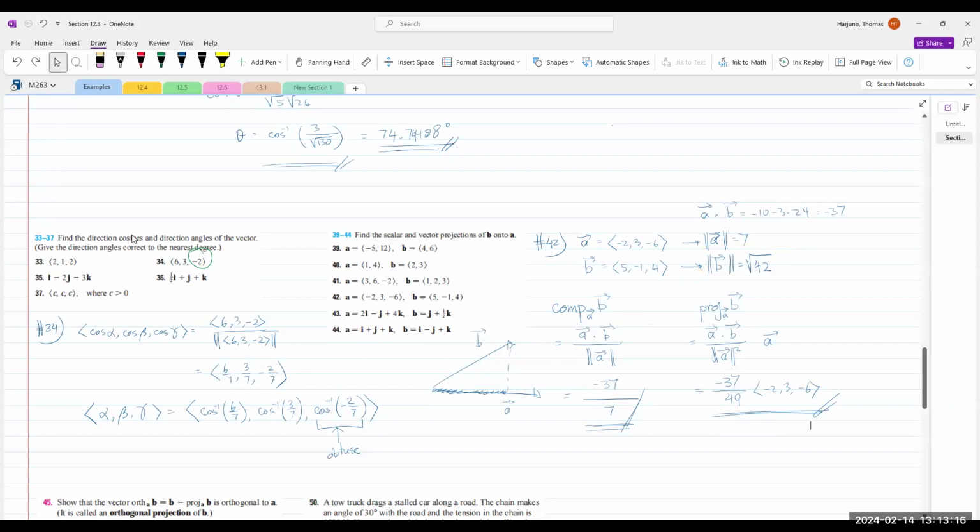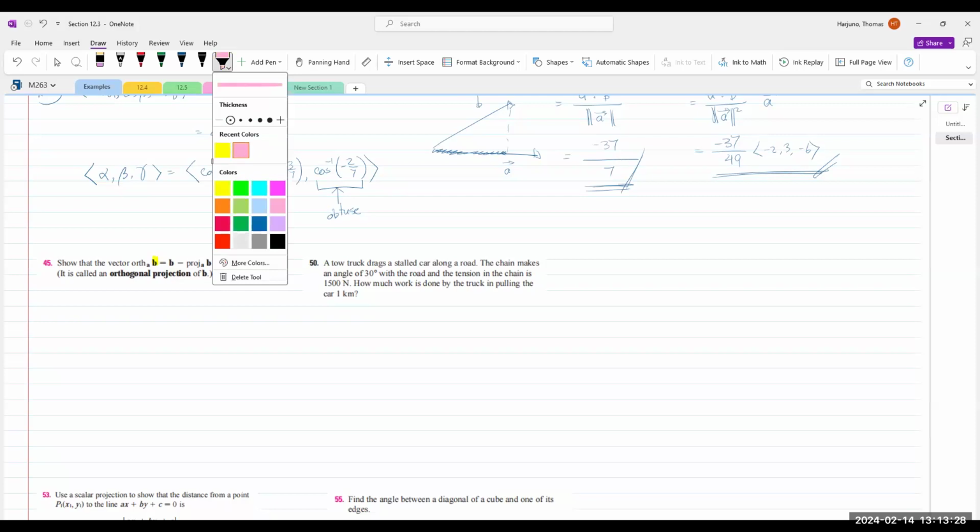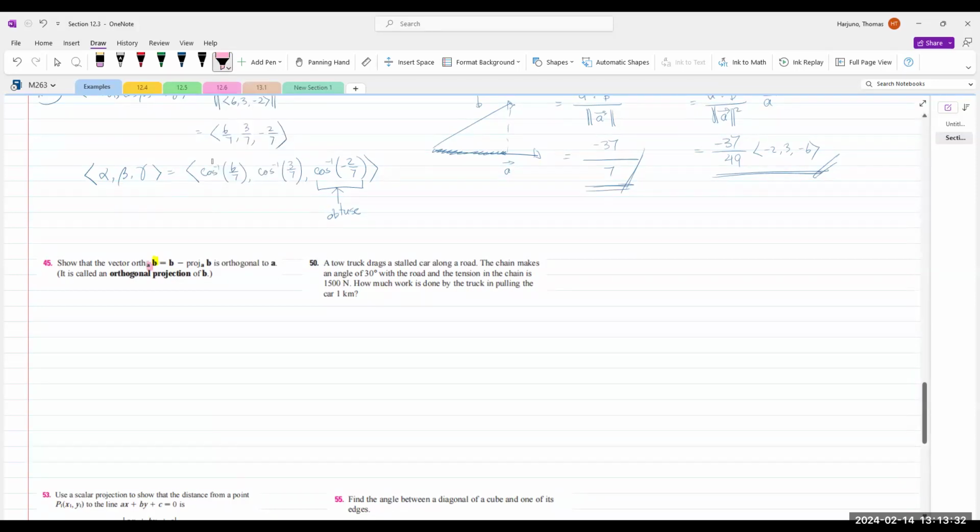Okay, let me go on a bit more. Show that the vector orthogonal of B onto A is equal to vector B minus the projection of B onto A. So basically what they want us to do, it's kind of hard to read, is to show that the orthogonal of vector B onto A is perpendicular to vector A, knowing that the definition of orthogonal B onto A is B minus projection of B onto A. Now let's take a look at the picture first. Why is this true?